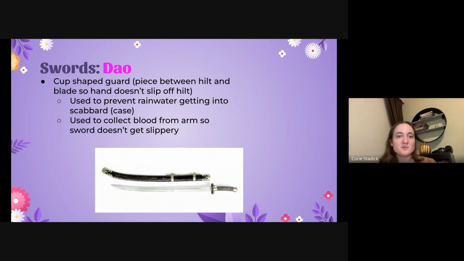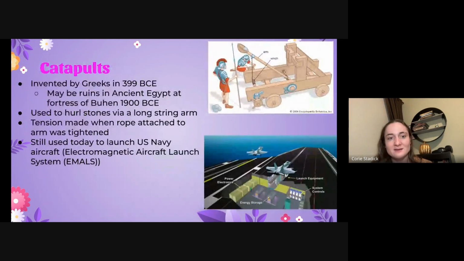All right, a little bit more about it. There's also a cup shade guard. So the guard is the piece of metal between the hilt and the blade, so the hand just doesn't slip off as you're swinging it around. It was originally used to prevent rainwater getting into the scarab. A scarab is a case for a sword. But the best part of it is that it didn't only catch rainwater, it caught blood. So when you were slashing your enemies and getting all bloodied up, it would protect your hand from getting bloody. Because if you get blood in your hand, it's really easy for the sword to slip out of your hand, and you don't want that when you're in the middle of a battle.